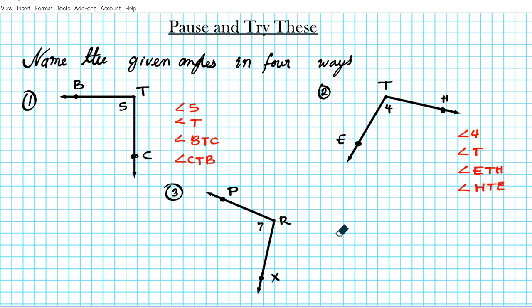For number 3, you can name it as angle 7. You can name it as angle R. You can name it as angle XRP. Or you can name it as angle PRX.